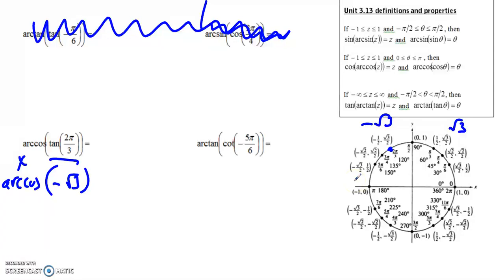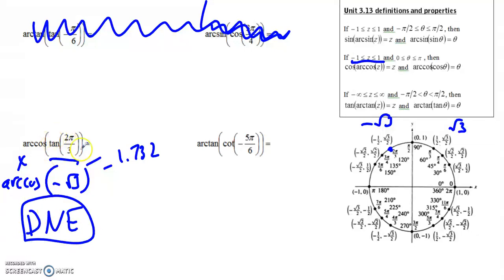So I look at my restrictions and I say cosine has to be between negative 1 and 1. If I calculate negative root 3, that is really negative 1.732, which is not in the restrictions, which means that this example does not exist because you can find the first part, but you cannot find the arc cosine because of the restrictions.